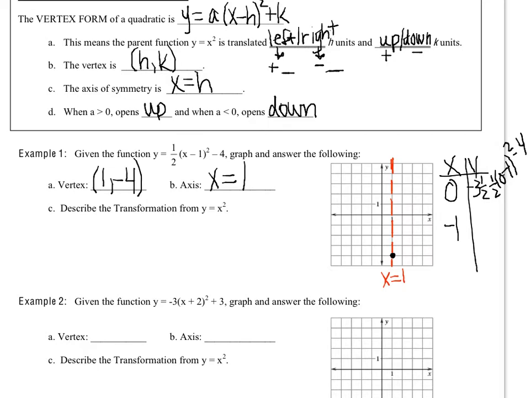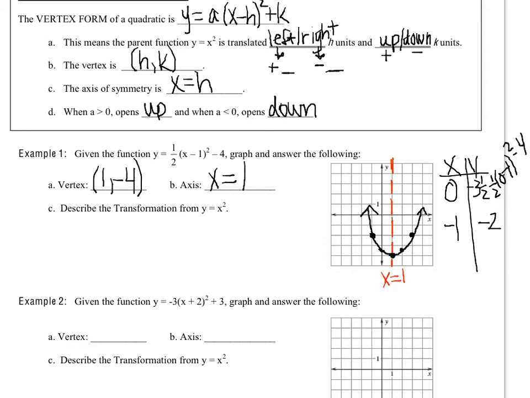And if I plug negative 1 in there, I get negative 2. So I know negative 1, negative 2 is a point, and if I reflect that, that would come right here. And 0, negative 3.5 would be right here. If I reflect it, it'd be right here. So there's my graph.